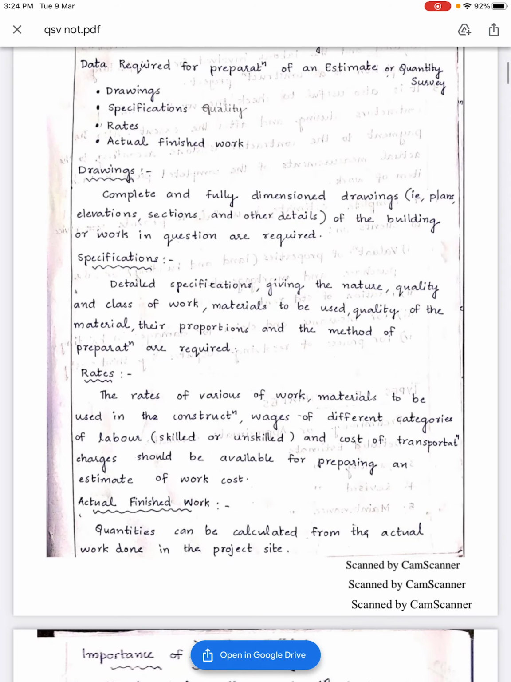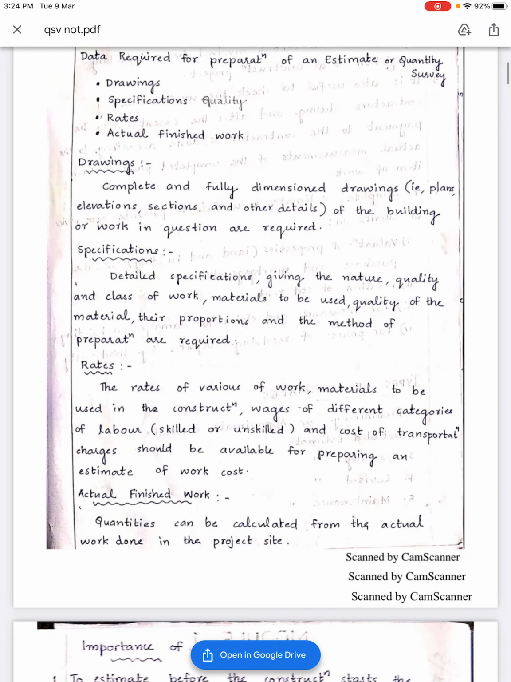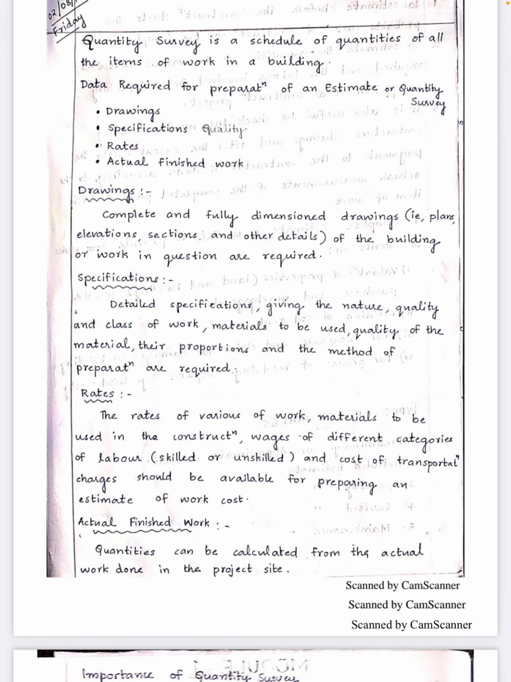Next one is rates. Rates of various items and materials to be used in the construction, wages of different categories of labor, skilled or unskilled, and the cost of transportation charges must be available for the preparation of the estimate of works. So here we have to consider the rates also, depending upon the different regions. For example, in India the price variations come state by state. So for every state the rates are arranged depending upon the current market.